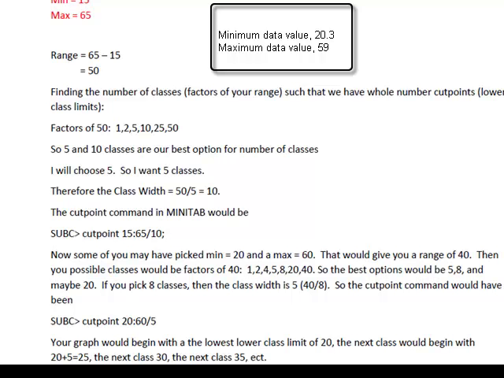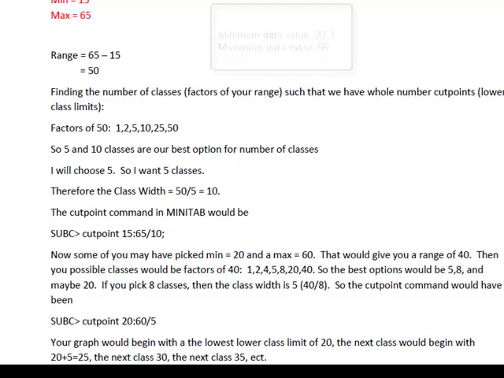So, here's just one of the many ways you could do this problem. Now, I didn't take the most obvious way here, so I did a little bit different. I took a minimum value of 15 and a maximum value of 65, which gave me a range of 50. So I look at the factors of 50: 1, 2, 5, 10, 25, 50. So 5 and 10 are the best options for the number of classes. Remember, we have to have classes between 5 and 20.